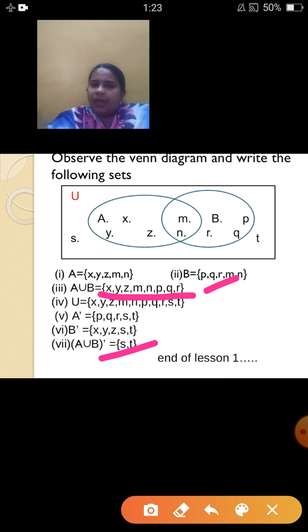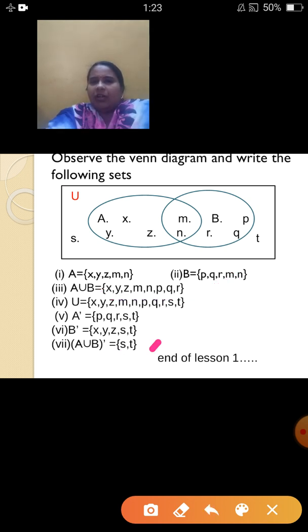Now look at this. X, Y, Z, M, N, P, Q, R. Other than this, which are the elements that are left? This is left T and here also S. So what are the two elements in A union B complement? S and T. Okay, I hope all the concepts explained in this is understood to you.